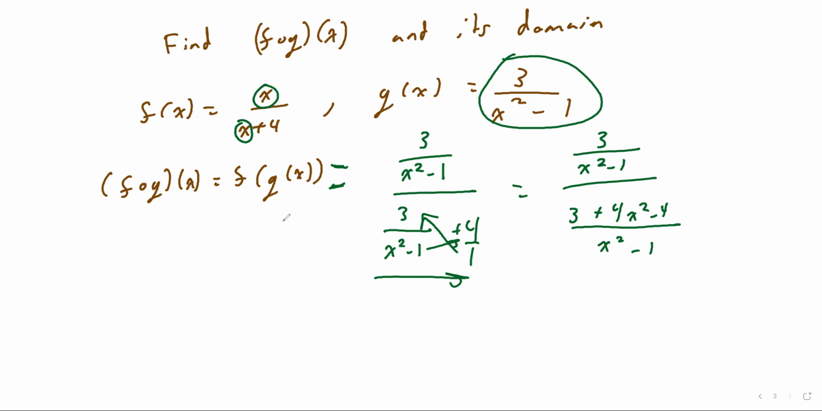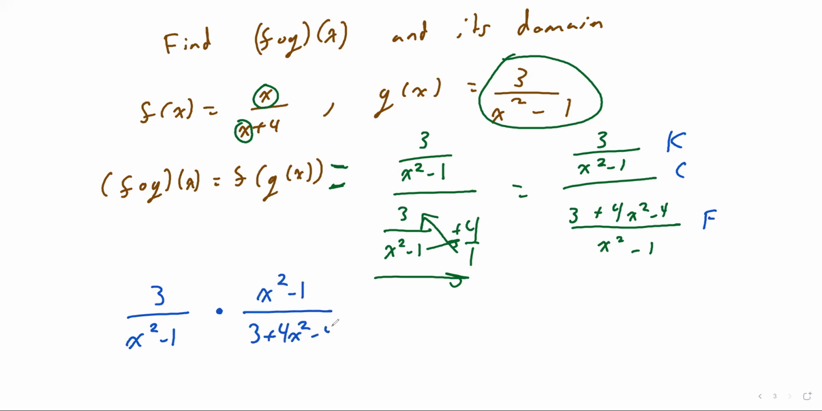All right, now I can do keep it, change it, flip it. So I'm going to keep the first fraction as 3 over x squared minus 1, change the division to multiplication, and flip the second fraction. And when you do this, you see that the x squared minus 1's cancel. So I now have 3 over, I'm going to go ahead and simplify this. This is going to be 4x squared minus 1. So this is your actual answer.